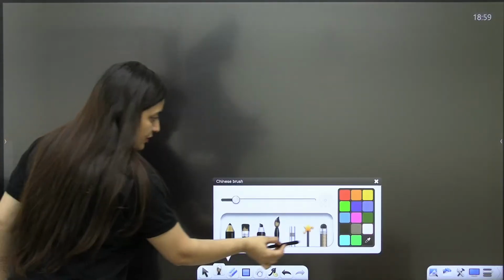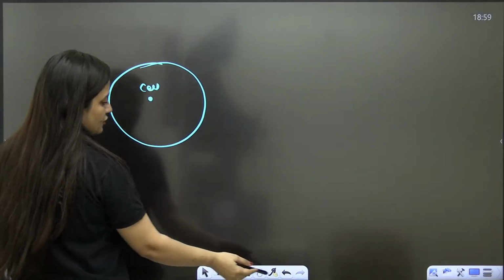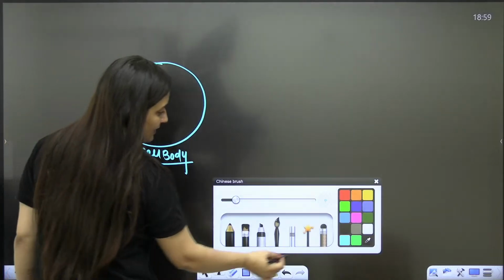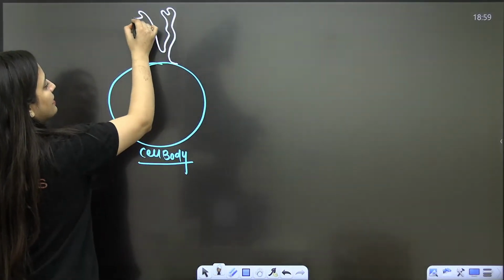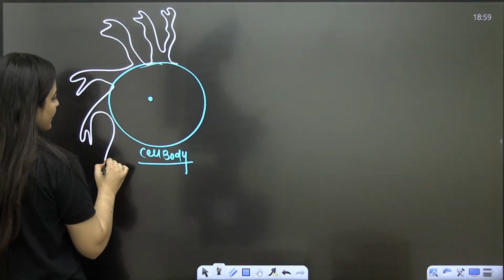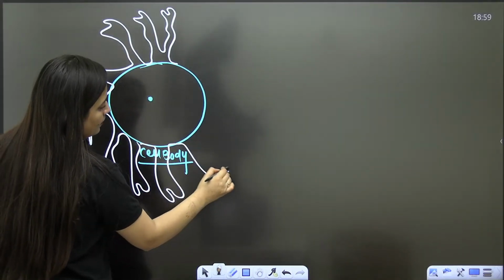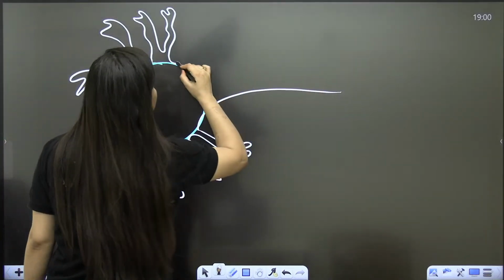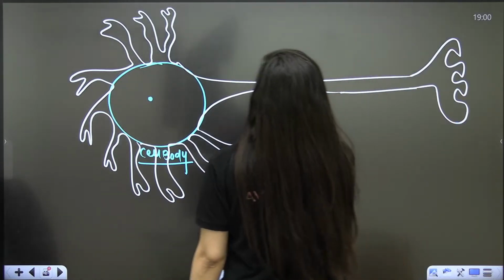Okay, so I'll elaborate it here. This is your cell body, right? From the cell body, many processes are coming out, like many branches. These processes here, what are we calling them? We are calling them dendrites, right? And this cylindrical structure, what are we calling it? We are calling it the axon.